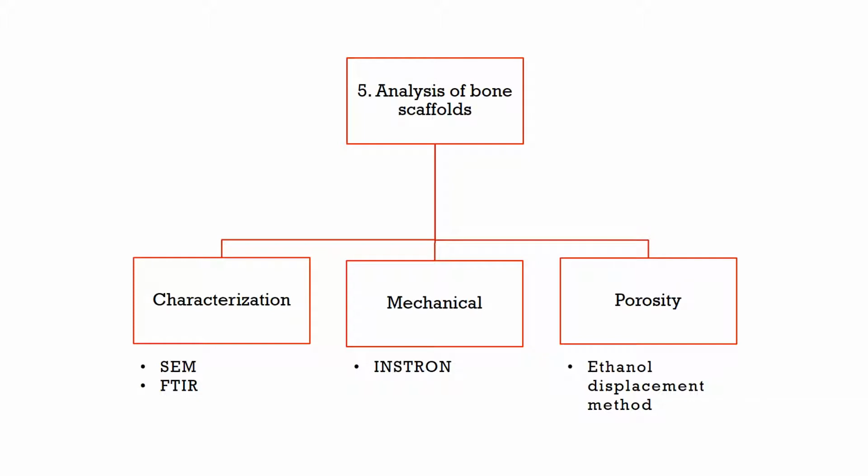After that, three types of analysis are carried out on the bone scaffolds. First, characterization analysis is carried out using a scanning electron microscope and a Fourier transform infrared spectroscopy machine. After that, mechanical analysis is carried out using an Instron machine, and finally porosity analysis is carried out using the ethanol displacement method.